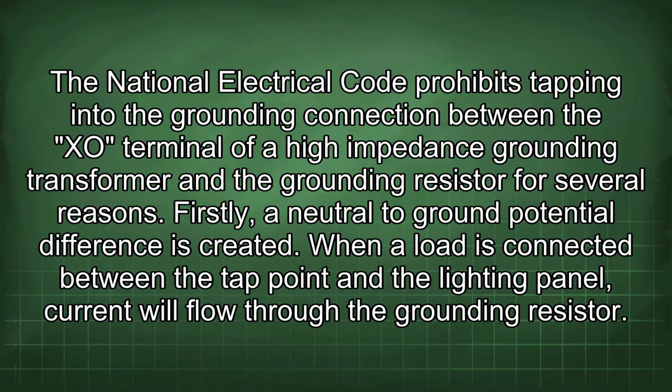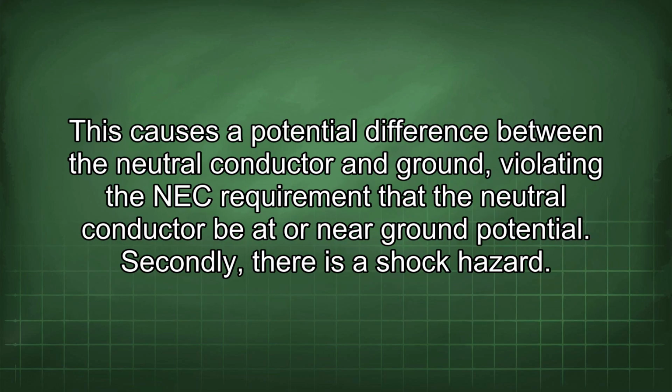The National Electrical Code prohibits tapping into the grounding connection between the XO terminal of a high-impedance grounding transformer and the grounding resistor for several reasons. Firstly, a neutral-to-ground potential difference is created. When a load is connected between the tap point and the lighting panel, current will flow through the grounding resistor. This causes a potential difference between the neutral conductor and ground, violating the NEC requirement that the neutral conductor be at or near ground potential.